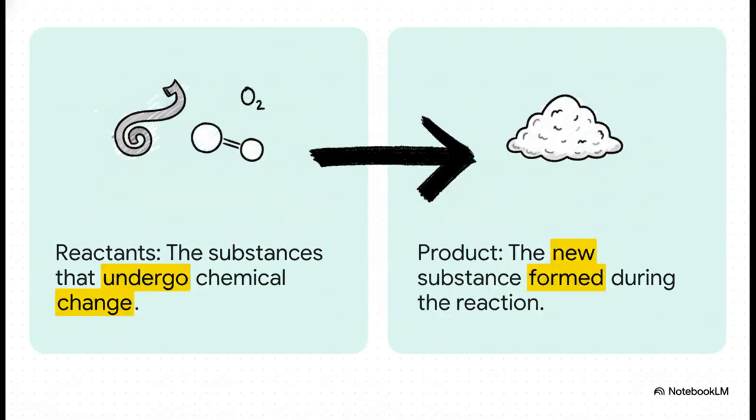And this brings us to two very important terms that you must remember. The substances that undergo the change, in this case magnesium and oxygen, are called the reactants. They are always written on the left side of the arrow. The new substance which is formed, magnesium oxide, is called the product, and the product is always on the right side.